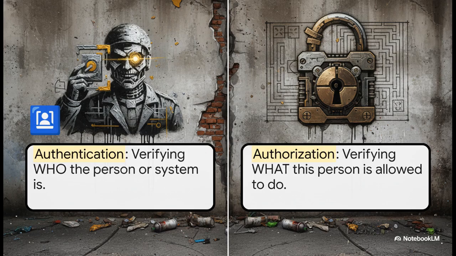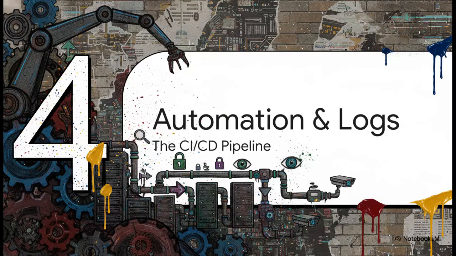Security cannot just happen in the front-end interface by hiding a few buttons. It must be rigorously enforced at the back-end database level using rules like row-level security. That guarantees users only access their own data. Section 4, Automation and Observability.